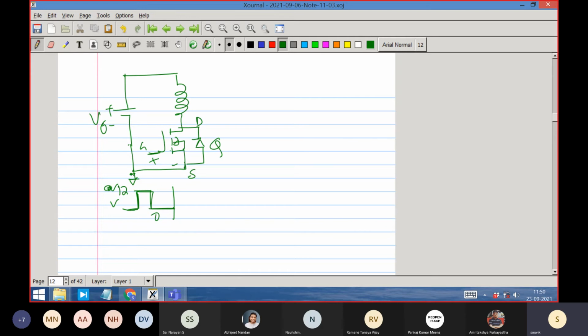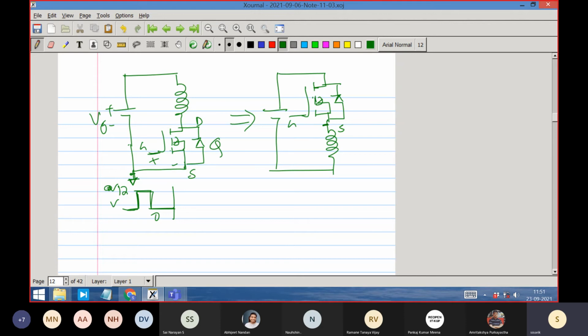And the reference is same. Reference is same for this voltage. But if instead of that, if we had a switch here, and inductor here, here also I have to give gate to source voltage of 12 volt to turn on.